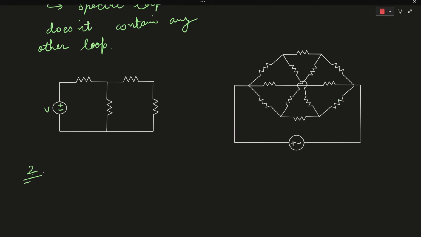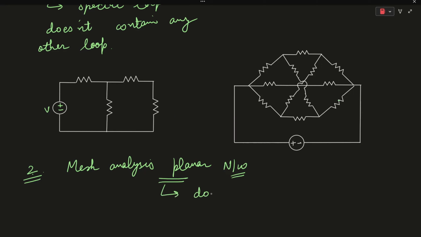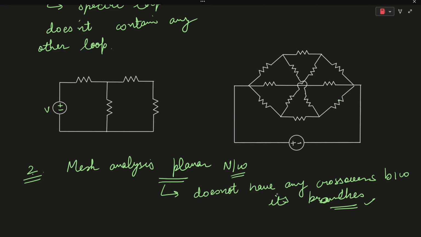Second thing that you need to remember before applying mesh analysis is that mesh analysis can only be applied on planar networks. So what is a planar network? A planar network is basically a network that does not have any crossovers between its branches. If the branches are crossing each other, then we can say that network is a non-planar network.